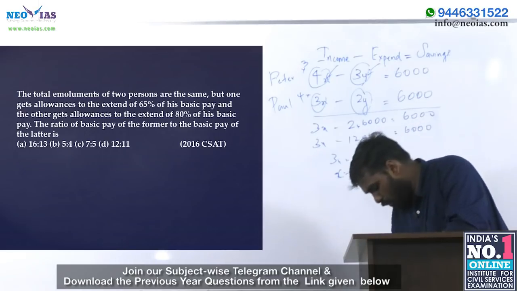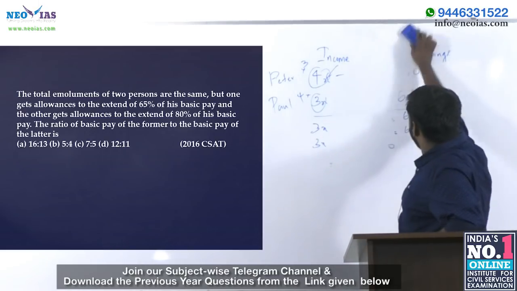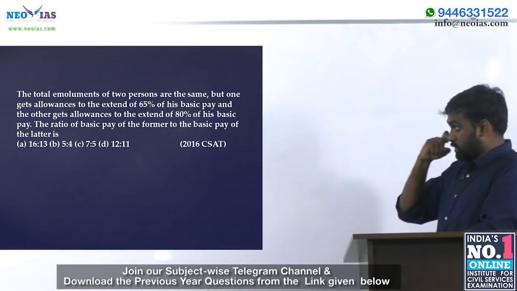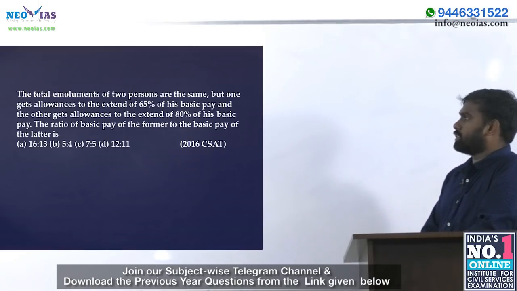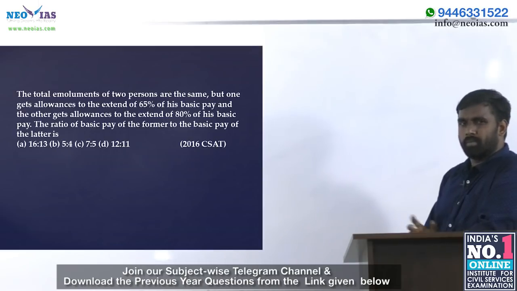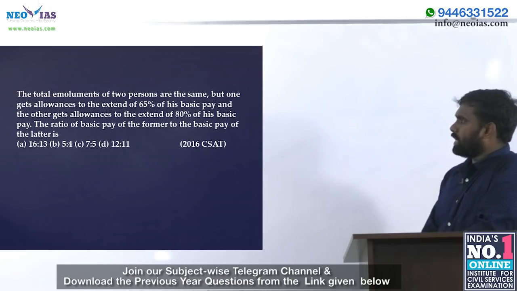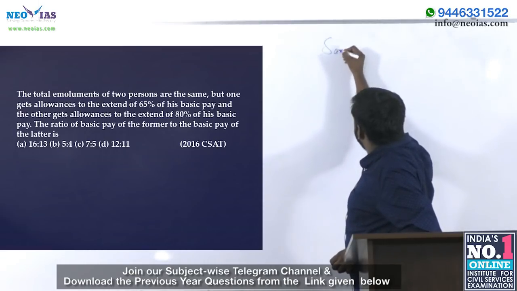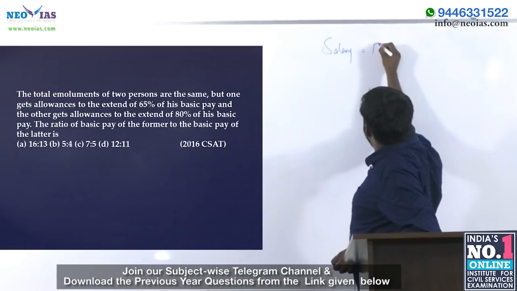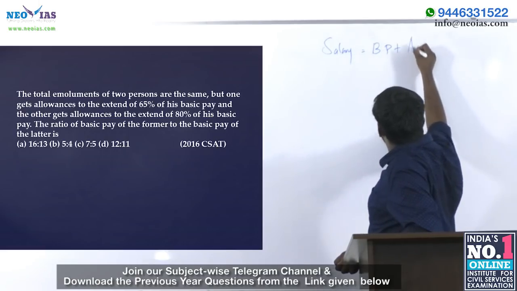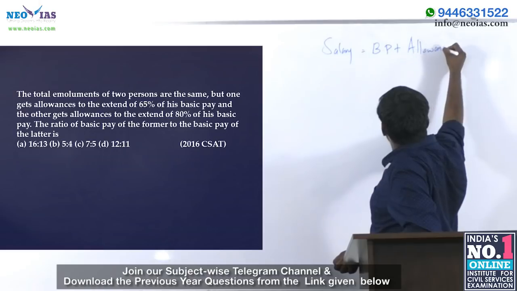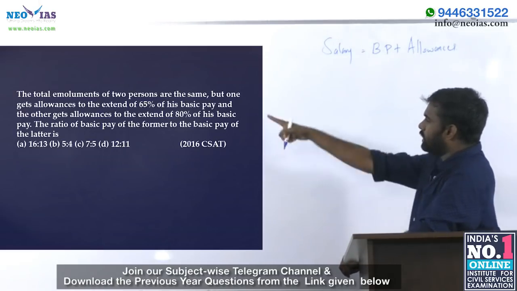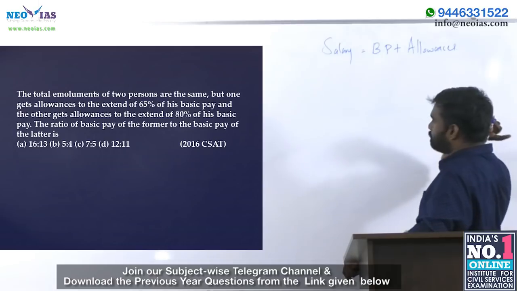Next is a bit more elaborate concept of income. They are asking: the total emoluments of two persons are the same. The basic salaries are the same, but one gets allowances to the extent of 65% of his basic pay, and the other gets allowances to the extent of 80% of his basic pay. So, emoluments or salary is given by basic pay plus allowances, right? So here the salaries of the two persons are the same.